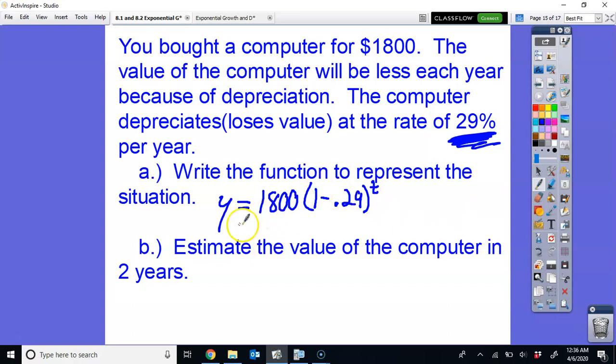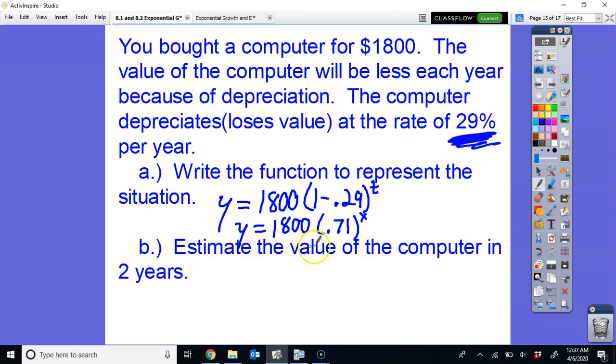So what would this equation look like if I actually kind of simplified it down a little bit? And that would be 1,800 times 0.71 to the t, or to the x if you wanted to. So that is 71% of my value is left every year. Or in other words, again, you're losing 29%, but your computer is still worth 71% of what it used to be worth the year before.